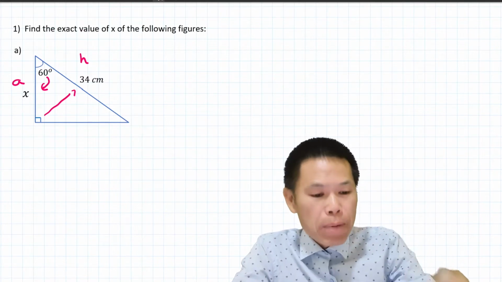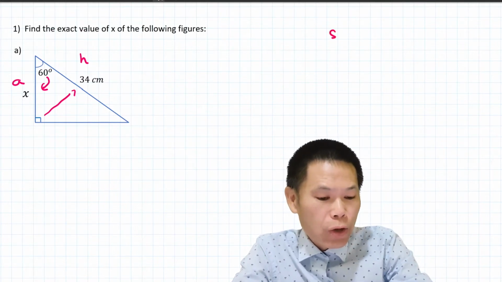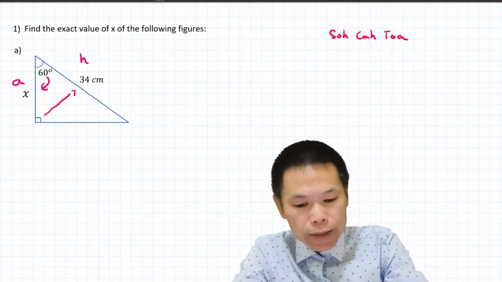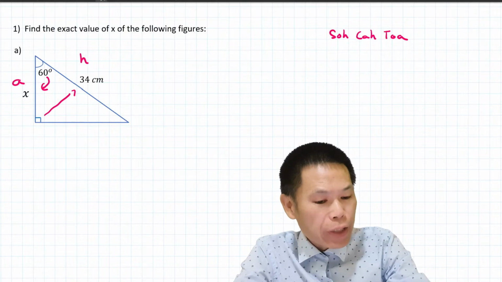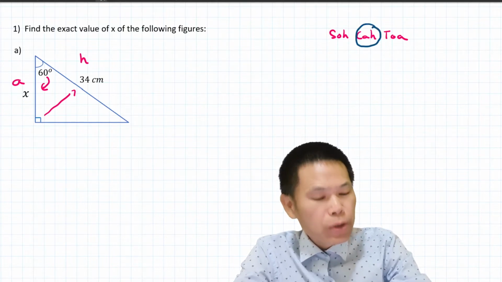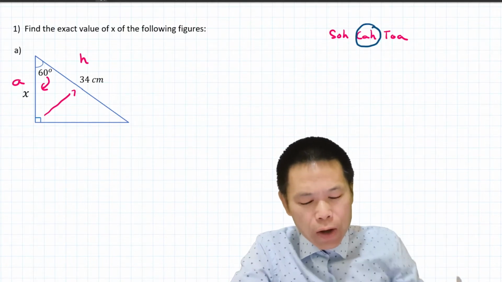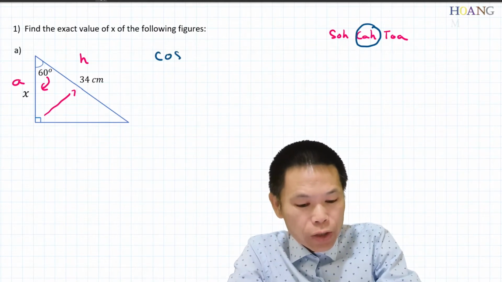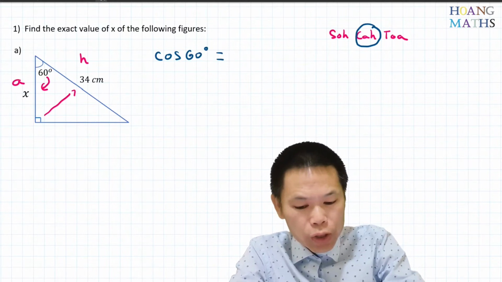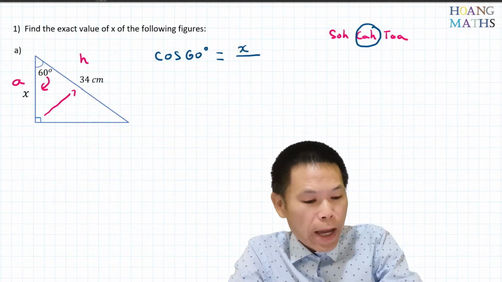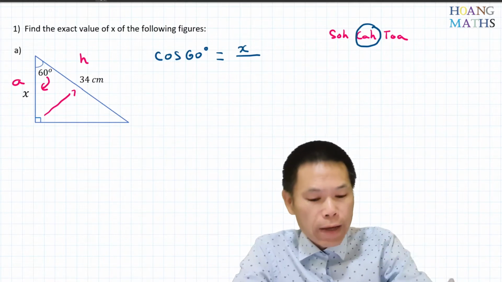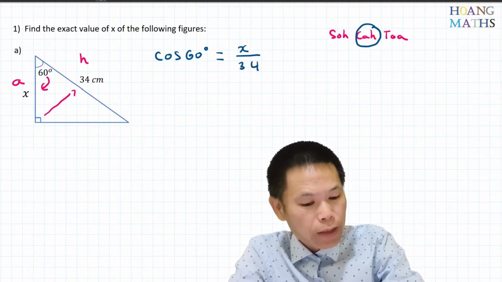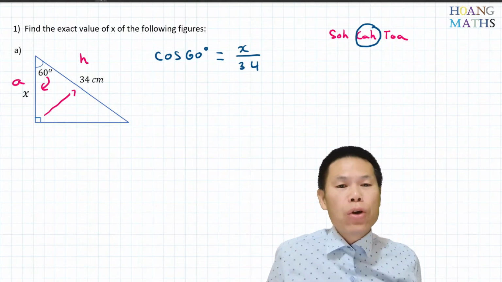Okay, so remember the three magic words: SOH CAH TOA. That means we have A and H, so we use CAH. Now we have C for cos. So we just write this down. Cos of 60 degrees is equal to A, which is x, followed by H, the last letter all the way down the bottom, don't forget. So 34. Now we just need to solve for x.